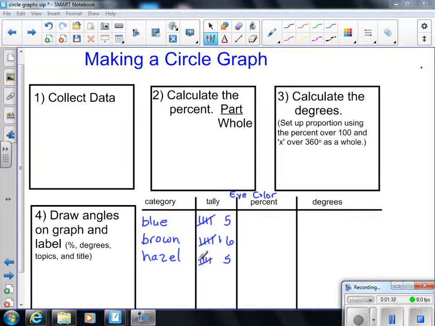All right, so we just completed step 1. We collect some data. Now again, sometimes I will give you the data and you won't actually have to do that collection part. Okay, the next step is to do what? Calculate the percent. In other words, if I have 5 people with blue eyes, how do I figure the percentage that have blue eyes? I have to get my total first. I have to add them up, which would be 16. So then, 5 out of 16 is what percent?